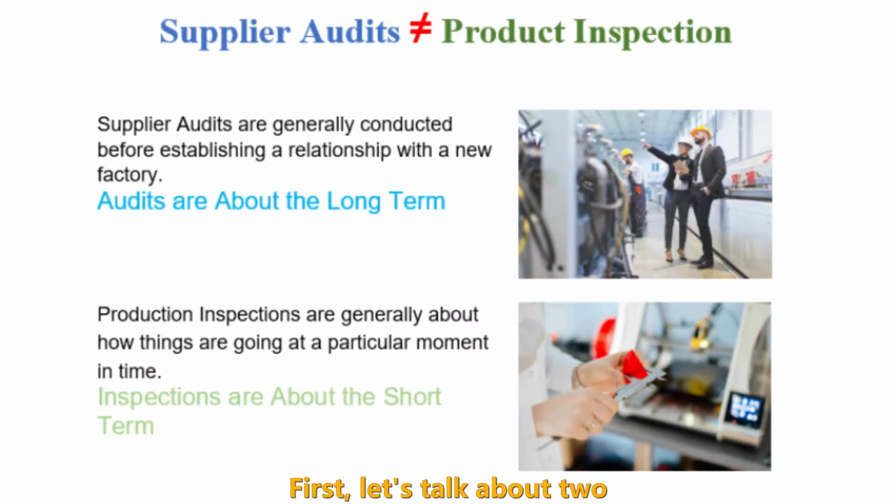First, let's talk about two different basic concepts: factory and supplier audits versus product inspection service. Audits and inspections are different, and they are important in different ways. Remember that audits are focused on the big picture and are generally conducted before establishing a relationship with a new factory, while inspections are about the little picture and are generally used to help manage existing relationships.